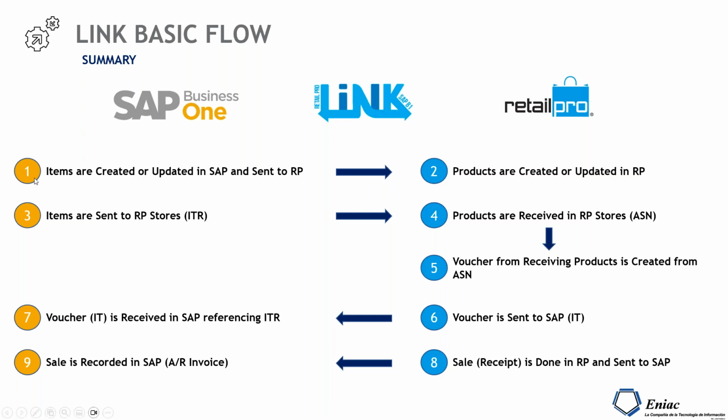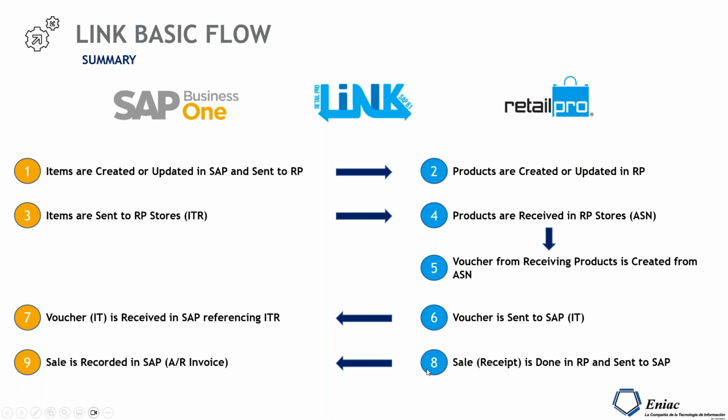We created an item, file number 2, and we sent it to Retail Pro. We created a sending of merchandise from the distribution center to the physical store. When the products were received in the physical store, we updated the physical store inventory, creating a voucher in Retail Pro. That voucher we send to SAP as an inventory transfer document, referencing the inventory transfer request, so the inventory in both systems will be synchronized. And then we can make any type of sales.